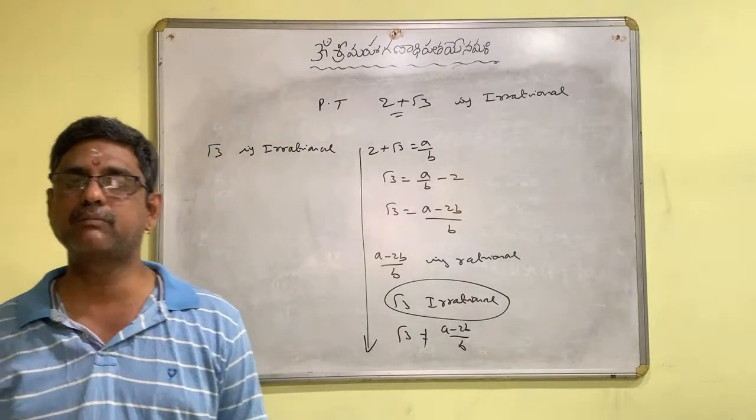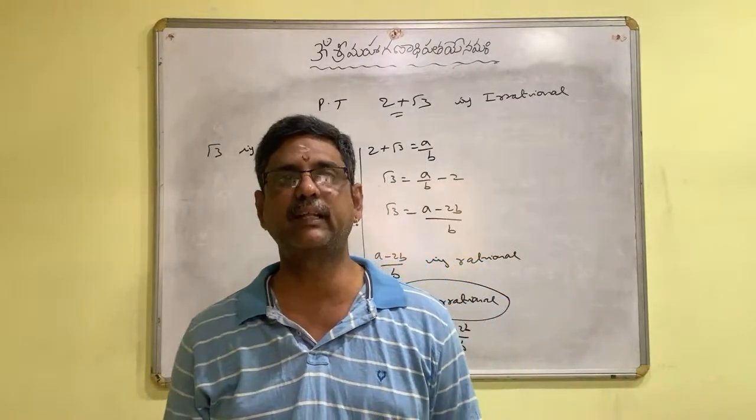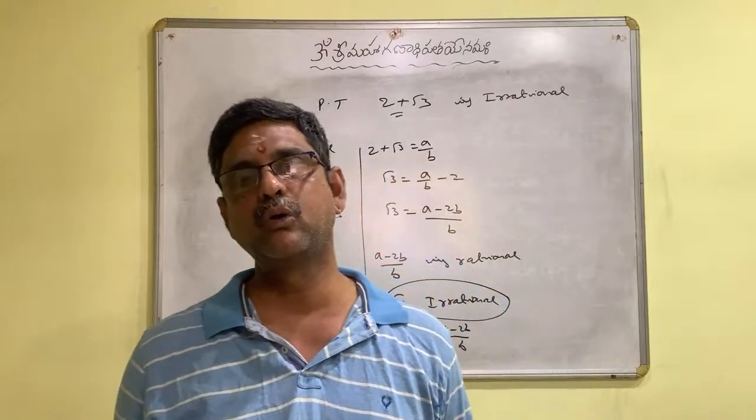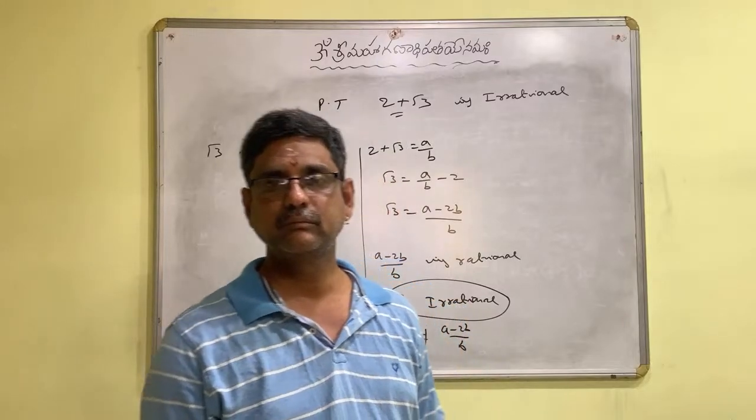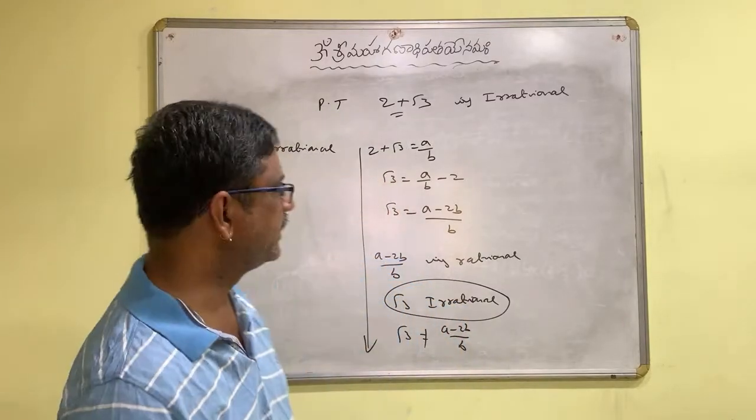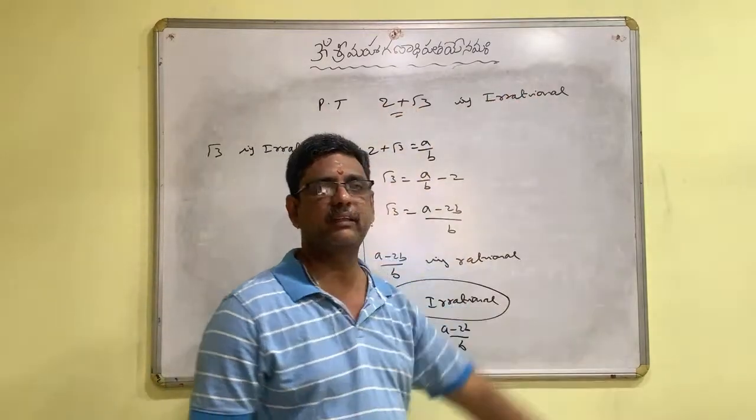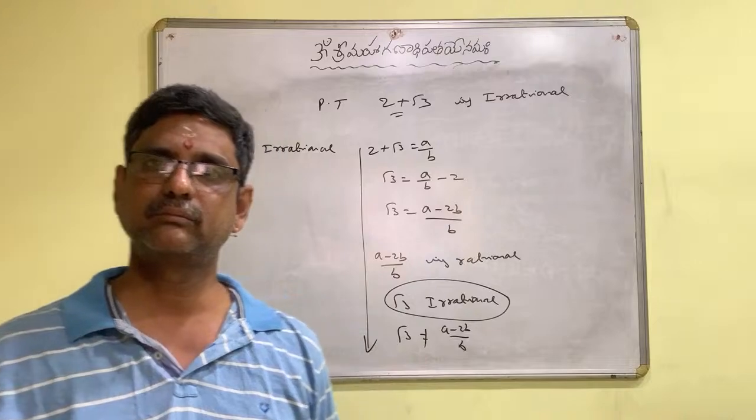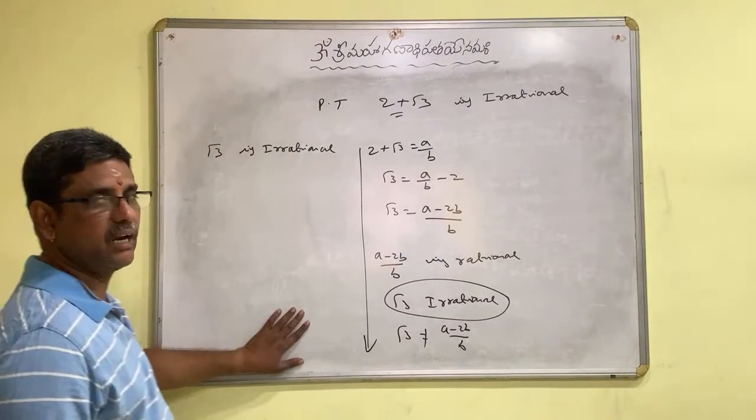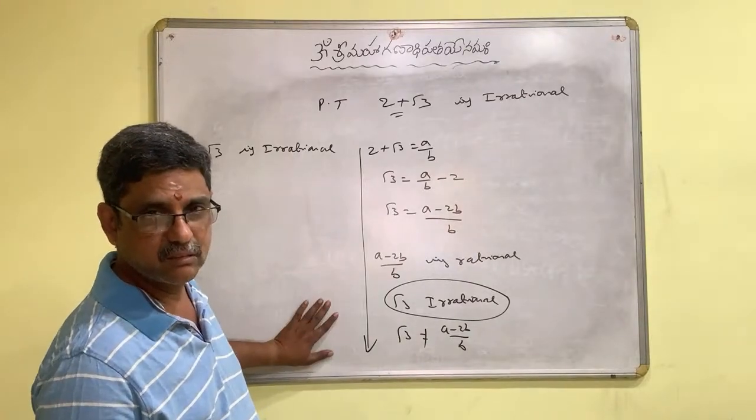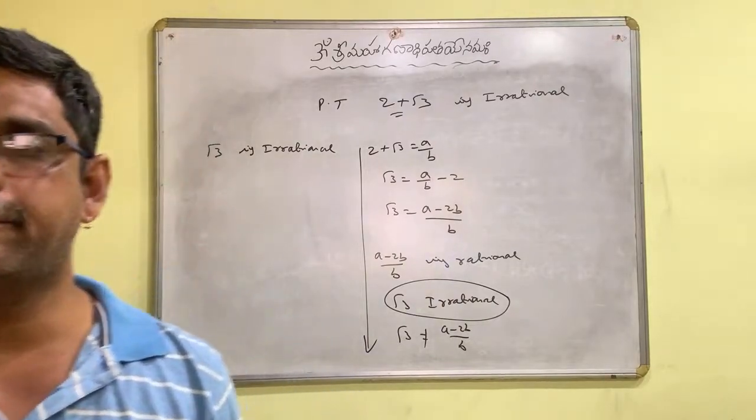Yesterday, in each and every problem we saw, it was given that root 3 is irrational, root 7 is irrational, root 5 is irrational. But here, in the problem prove that 2 plus root 3 is irrational, nothing is given. So first of all, we have to prove root 3 is irrational. Okay, children?